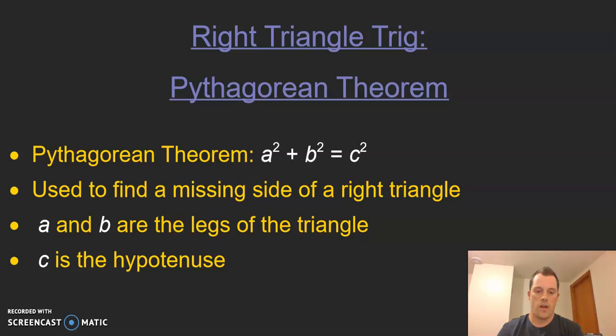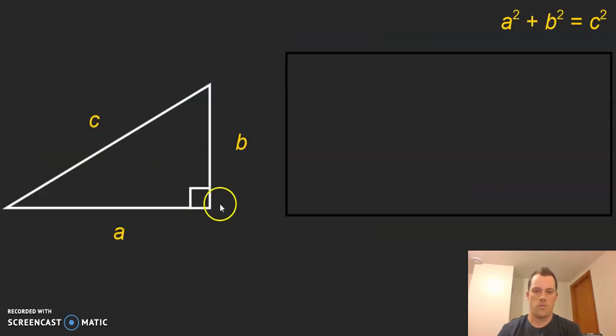So we're going to go ahead and see how it's labeled here. A and B don't really matter because of the way that the equation is set up, but C is always across from our right angle. That's our hypotenuse. So if we have a triangle and we want to check to see if it is a right triangle, if we plug in the values to our equation, then if it's equal, if it works out, it tells us it is for sure a right triangle.